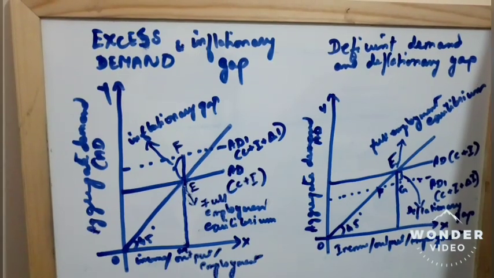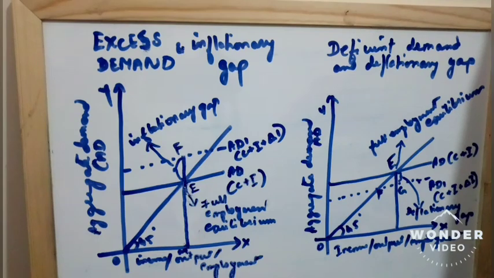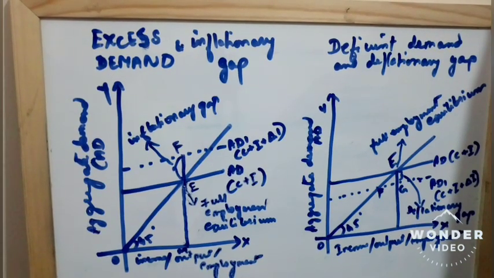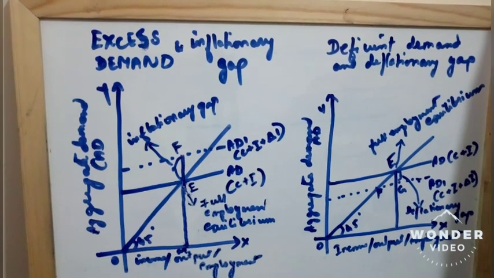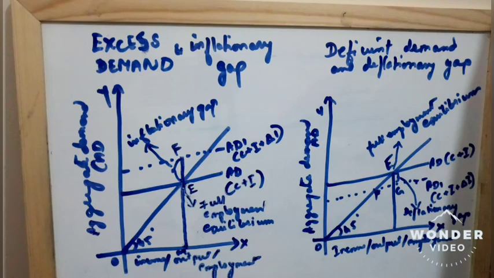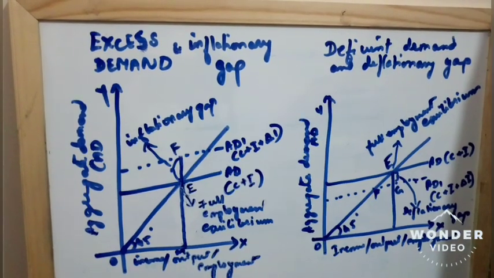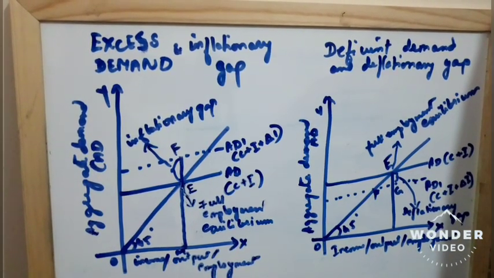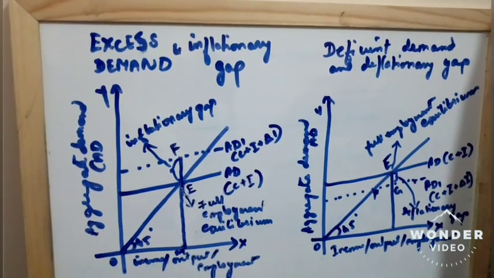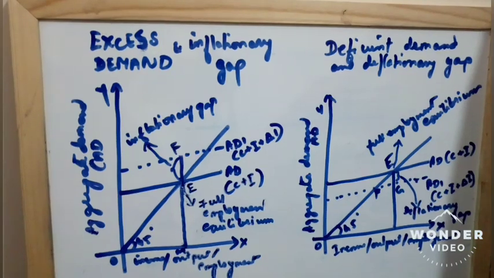Now demand increases. AD is equal to consumption plus investment. Now there is an increase in demand, so you find AD1, the new aggregate demand curve, which is consumption plus investment plus change in investment. So at point F they cut each other. So EF is an inflationary gap.